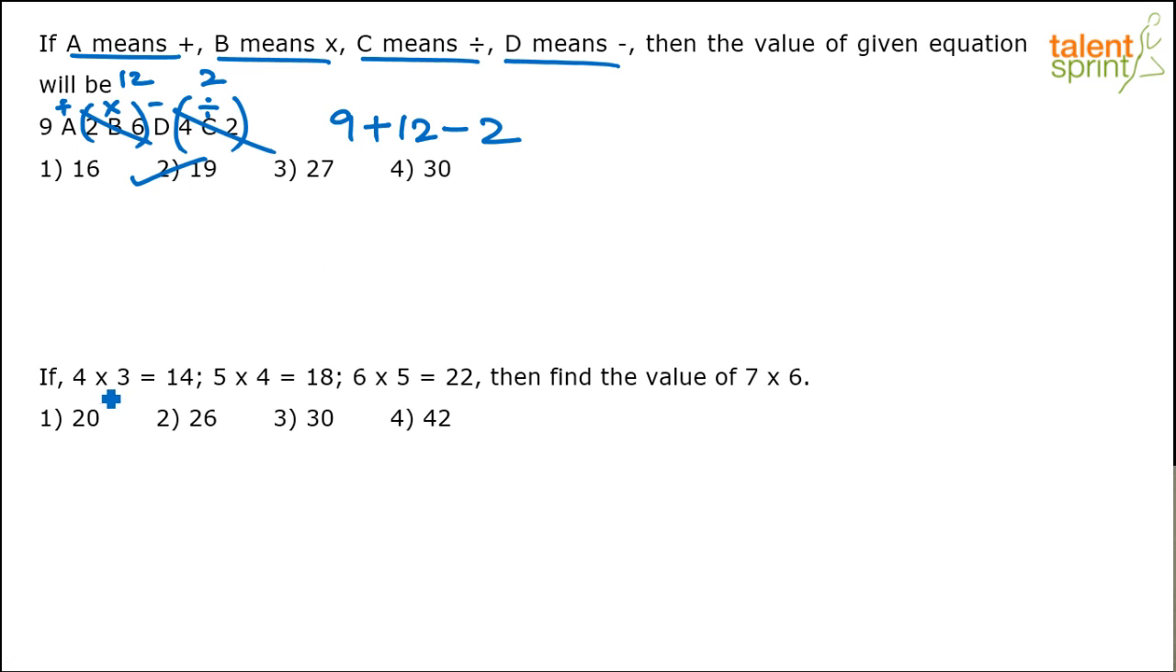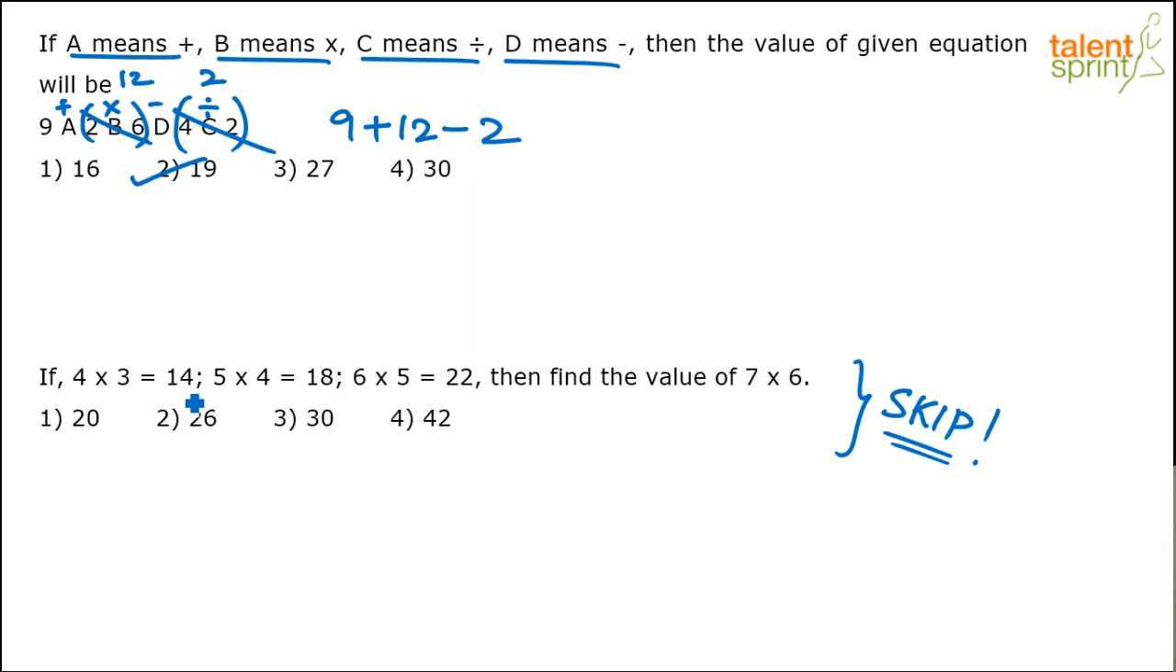Now look at this. Logical question again. 4 into 3 is 14. 5 into 4 is 18. 6 into 5 is 22. Then what is the value of 7 into 6? Again, you may or may not get the answer. Remember, one method which is applicable for these questions is skip. If you are unable to get the logic, just skip it. But I'm sure this is a very easy one. You can solve it in like 15-20 seconds, or maybe even lesser than that.